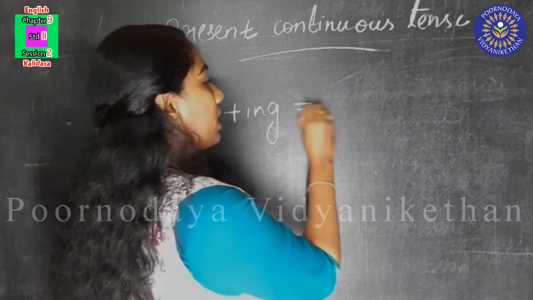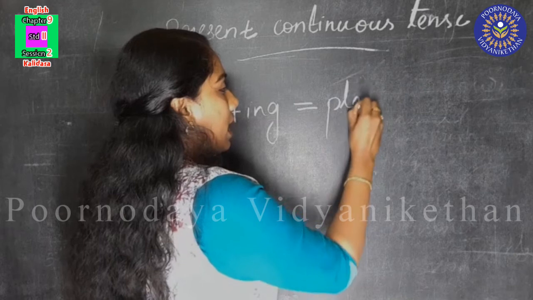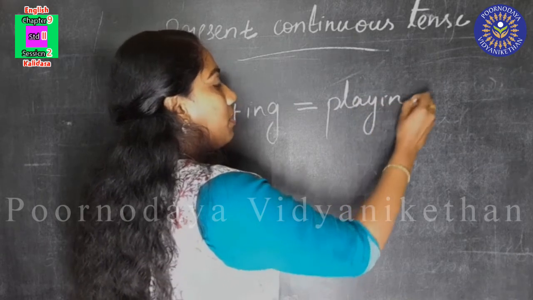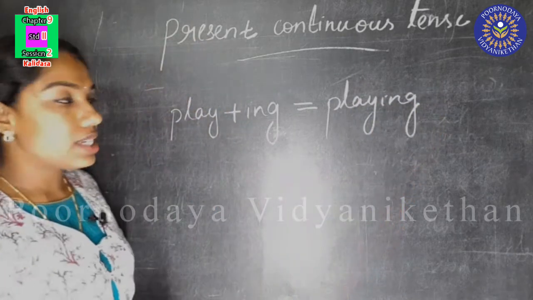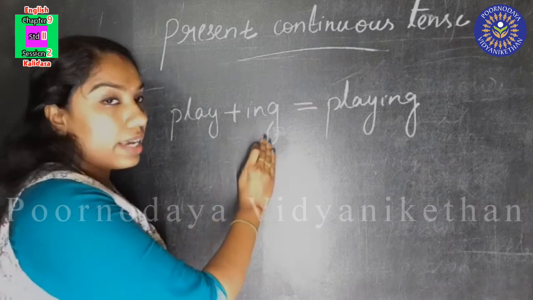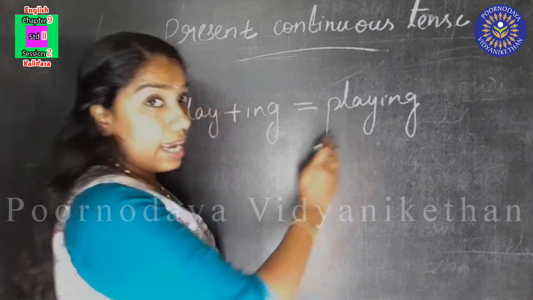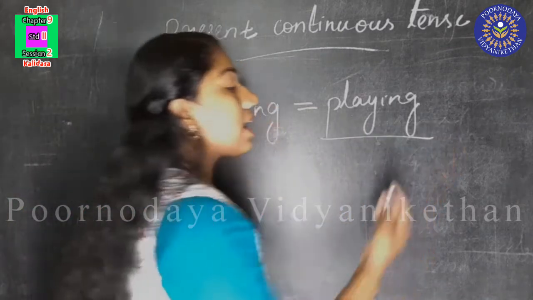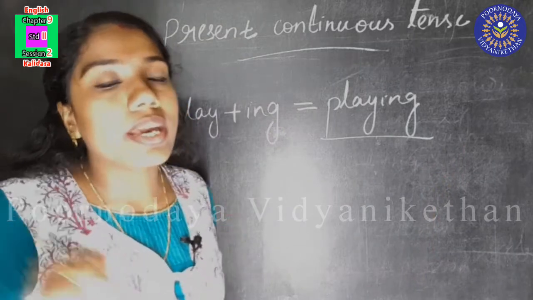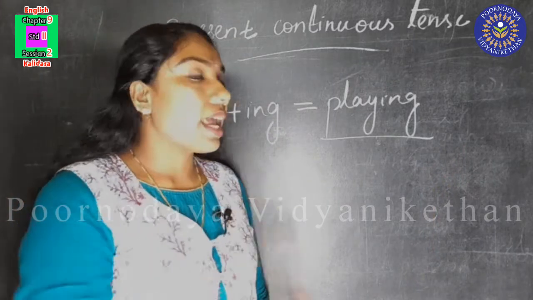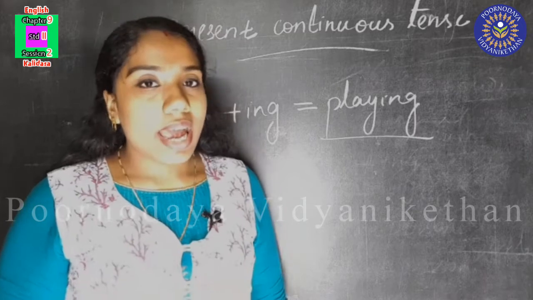Now, how can we write it? Playing. Did you understand, children? Play plus ing equals playing. Now, playing is a continuing action.